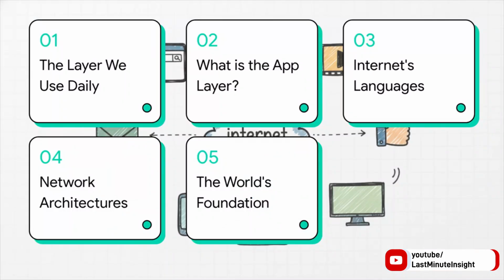So, here's the plan for this explainer. First, we'll connect this whole idea to the apps you use every day. Then, we'll get into what the application layer actually is, and the languages it speaks. After that, we'll check out the two main ways networks are built, and we'll wrap it all up with why this layer is really the foundation of our entire digital world.